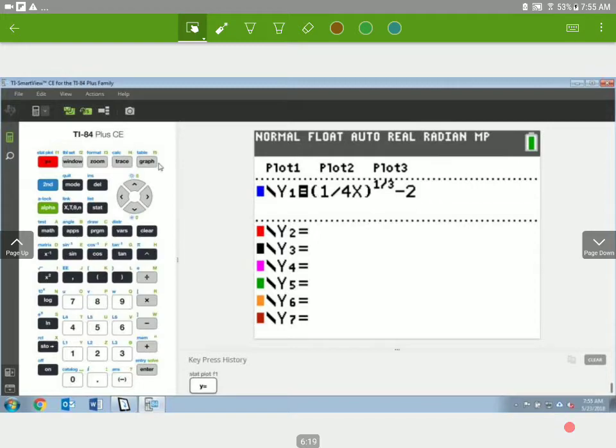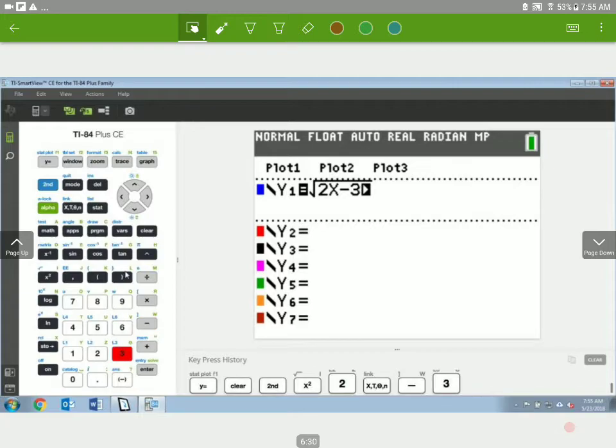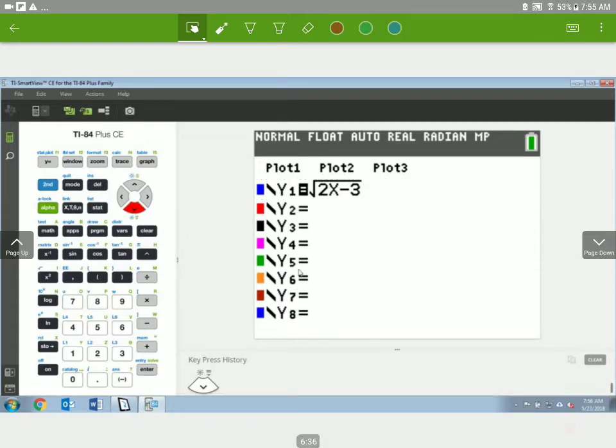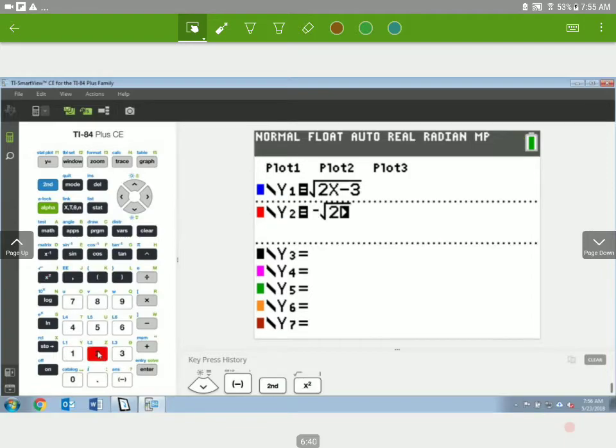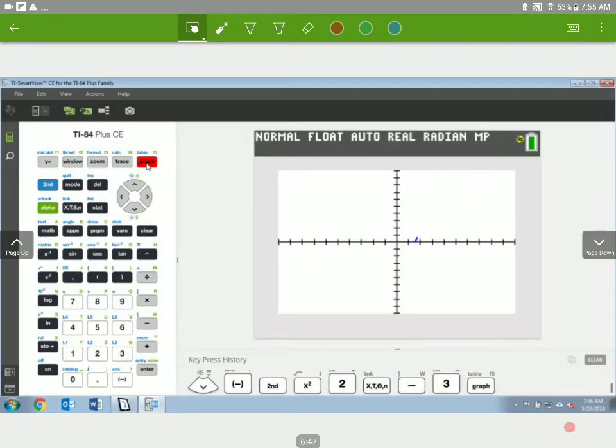So clear. I'm going to go the square root of 2x plus 3, the square root of 2x minus 3. Oh, and then I don't need a parentheses on that one. And then that's the positive version. Oh, look, here's the negative version. Negative square root of 2x minus 3. That's how you put that in the calculator. And graph, and it looks like that.